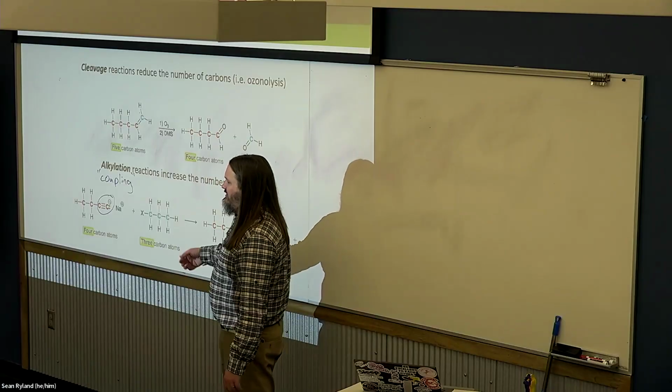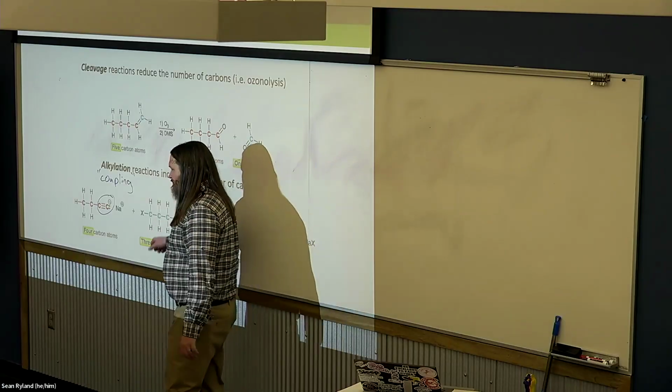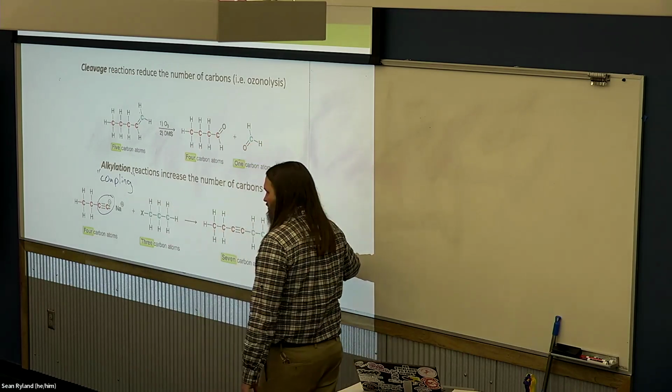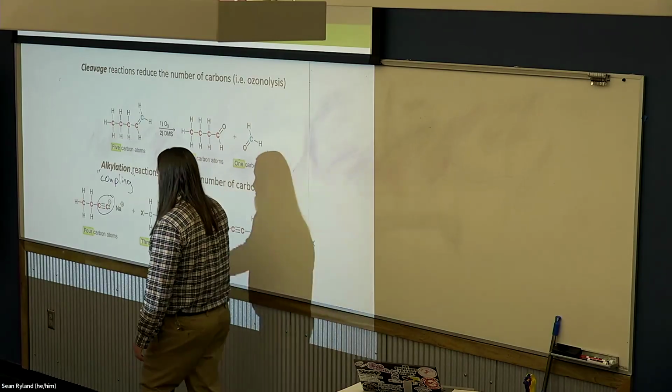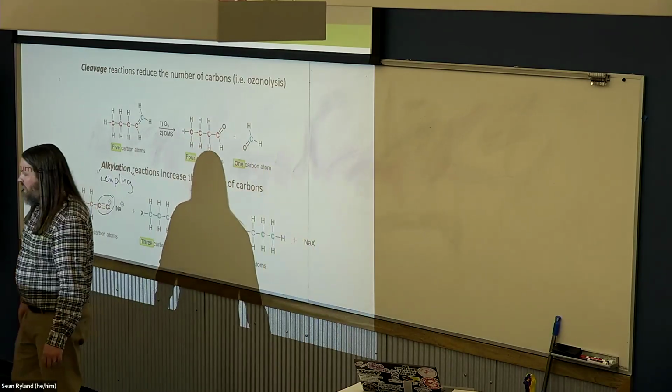So making the alkyne, deprotonating it. What's the X? It's a leaving group, so X is a halogen, right? So it could be a bromine, could be an iodine, could be a chlorine.